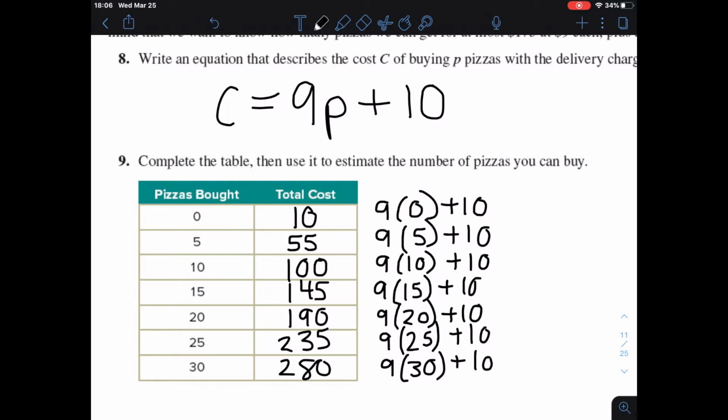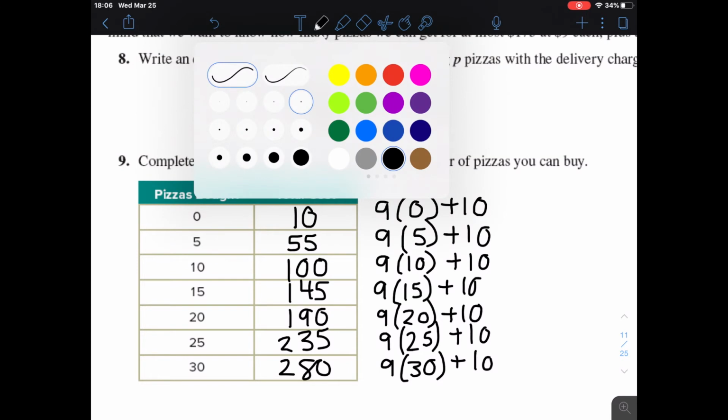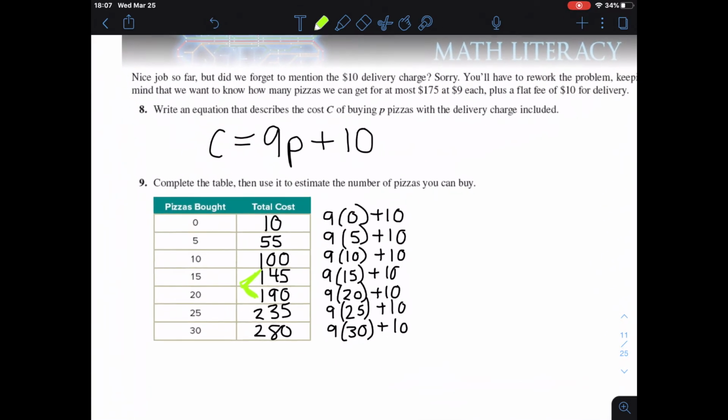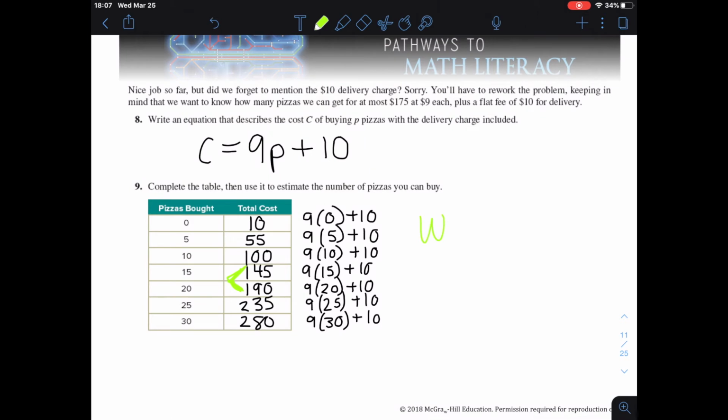Okay. So at most we can spend still $175. That's going to be somewhere between here. It's now not as close to 20. So it's probably somewhere halfway in between, maybe around 17 or 18 pizzas we can guess. Okay. So we're going to estimate we can get around 17 or 18 pizzas.